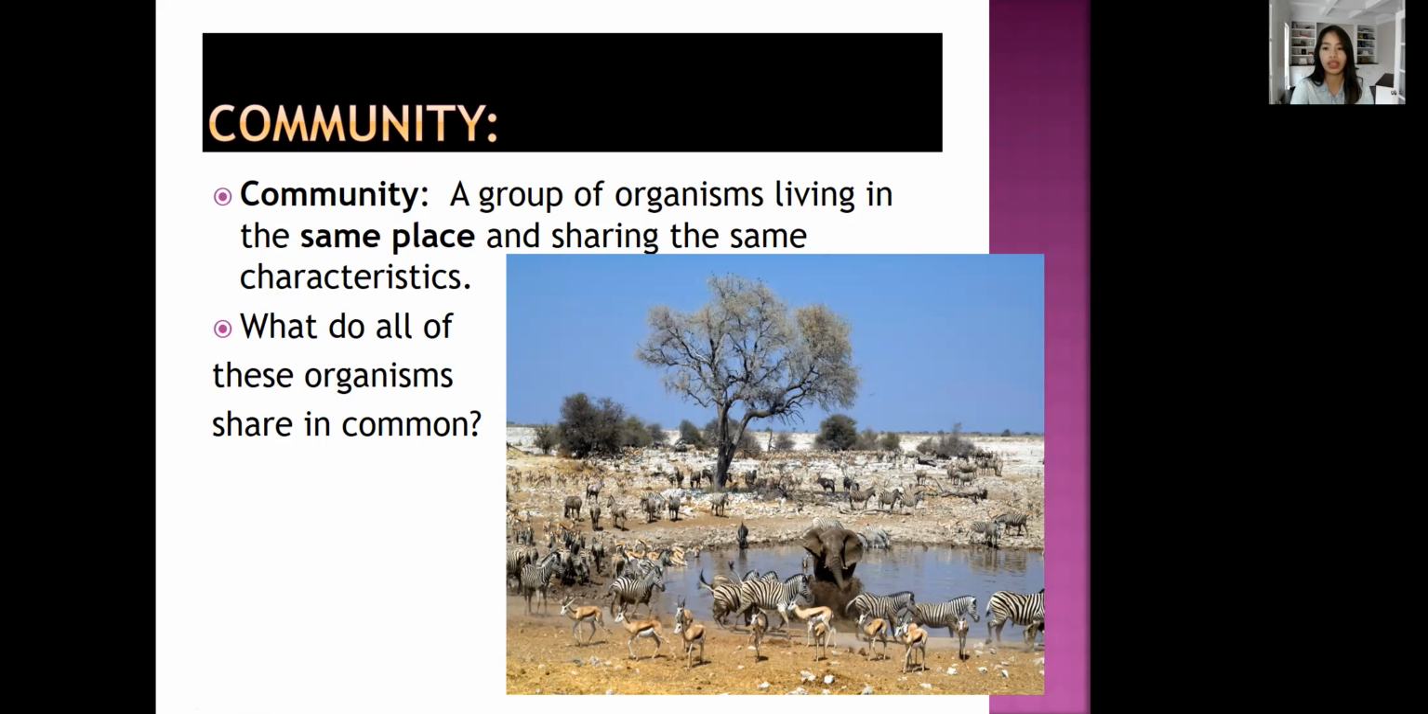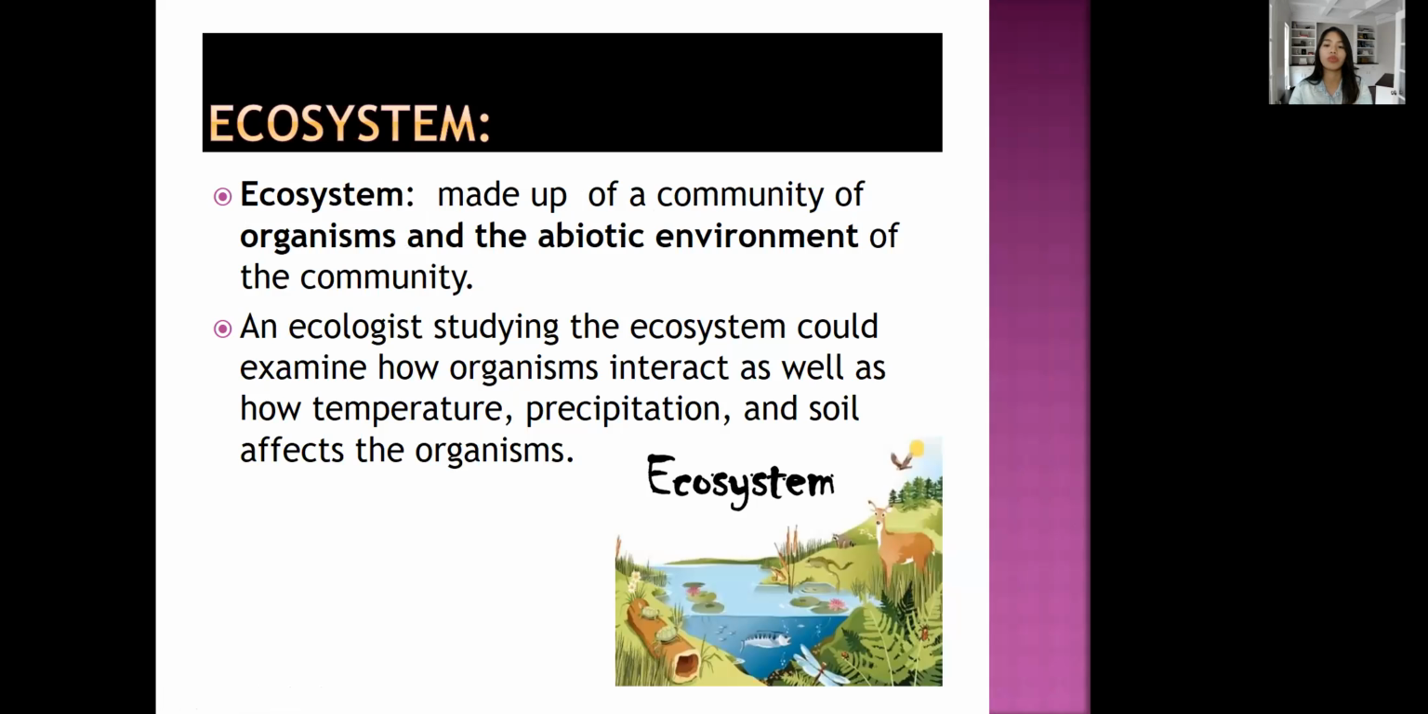So next is the ecosystem. What is an ecosystem? It is made up of a community of organisms and the abiotic environment of the community. So when we say ecosystem, it already includes the abiotic. What is abiotic? I told you a while ago that abiotic is non-living things. So ecosystem includes the non-living things.